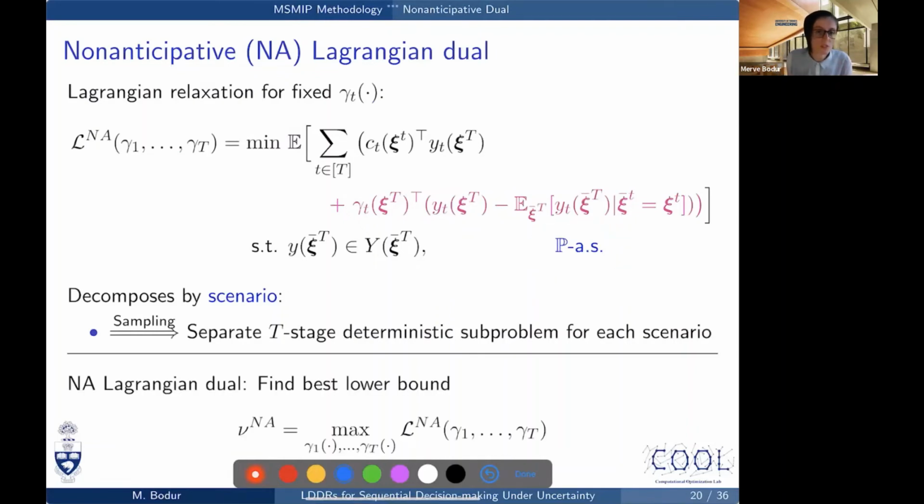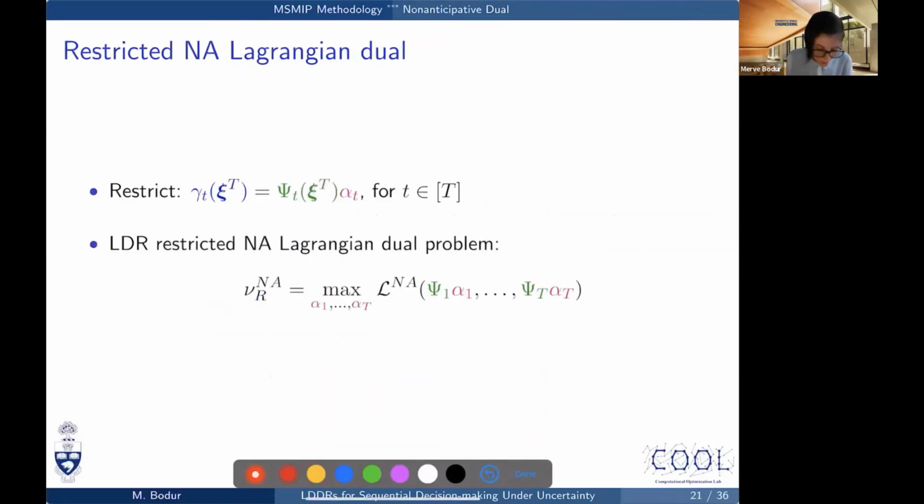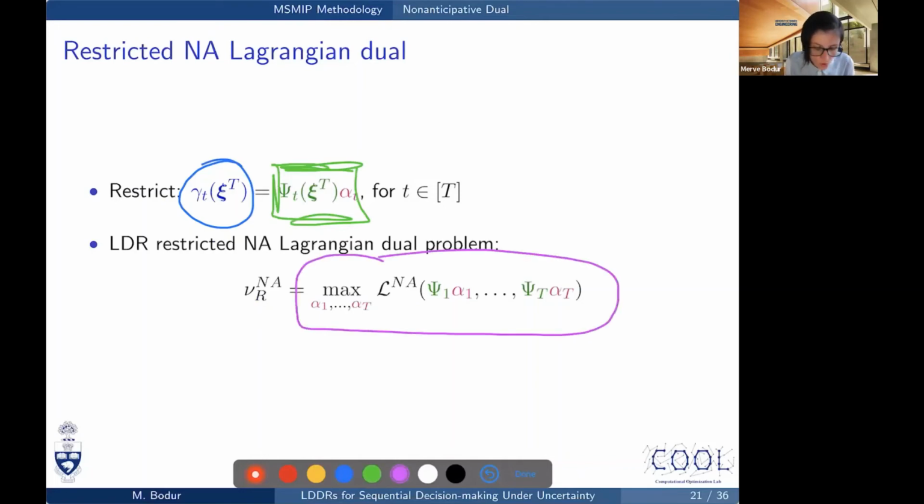And the best of the lower bounds from this relaxation will require you to solve this Lagrangian dual problem to find the best set of multipliers to get the strongest lower bound. But this is a difficult problem to solve because these Lagrangian dual variables, multipliers, are random quantities themselves. So simplify it by applying a linear decision rule on them, just like before. And now you can solve this restricted version of the Lagrangian dual problem because these LDR variables are deterministic. They do not depend on any randomness.